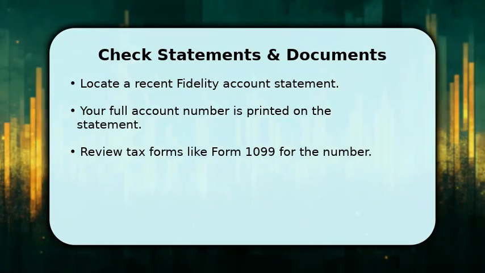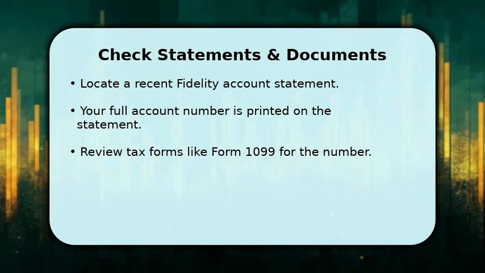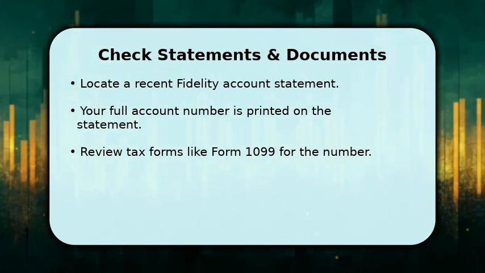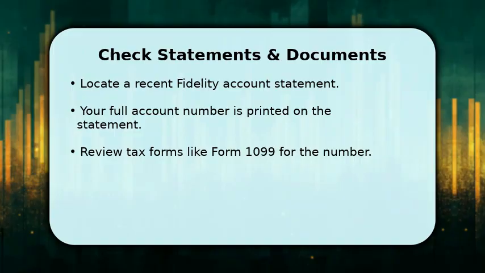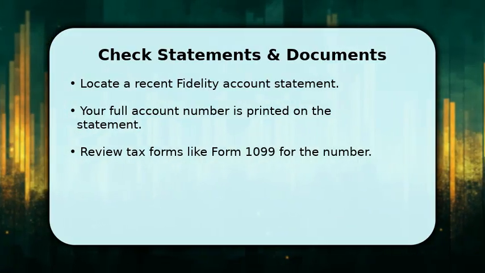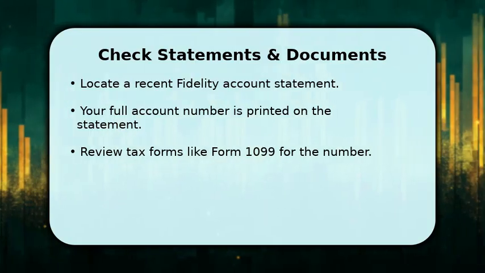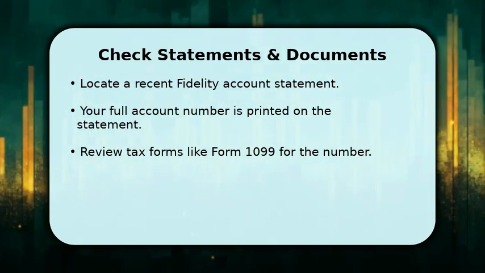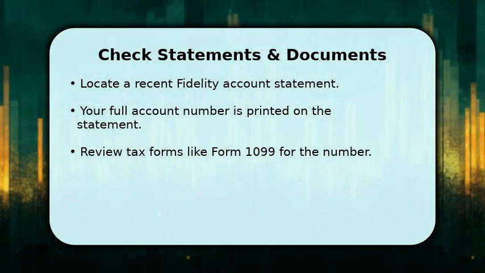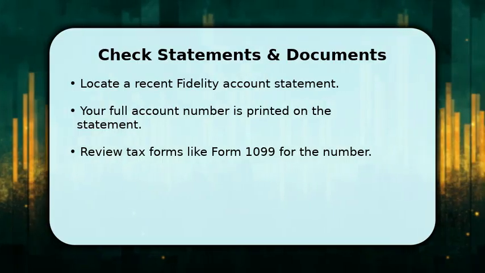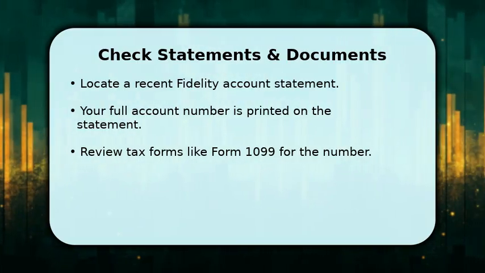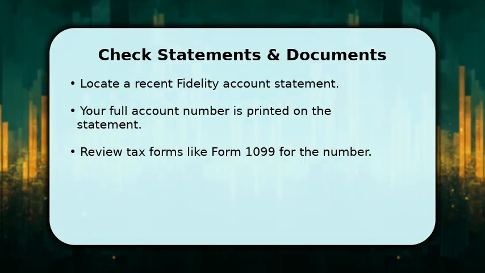Another reliable method is to check your physical or electronic documents. Your full Fidelity account number is always printed on any recent account statement. Also, look at tax forms, such as a Form 1099, which clearly show your account details. Confirmation statements for trades or transfers are also excellent sources for this information.